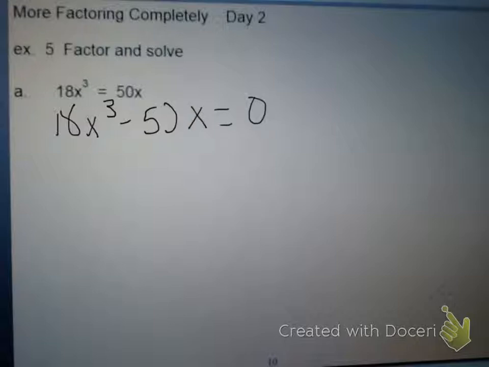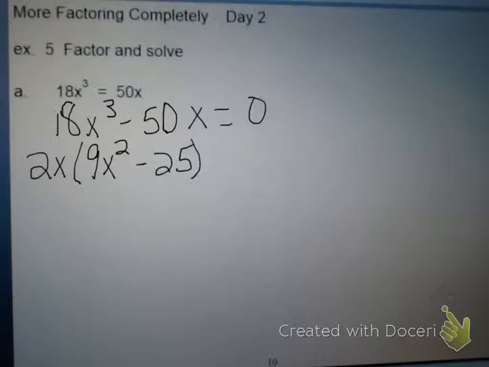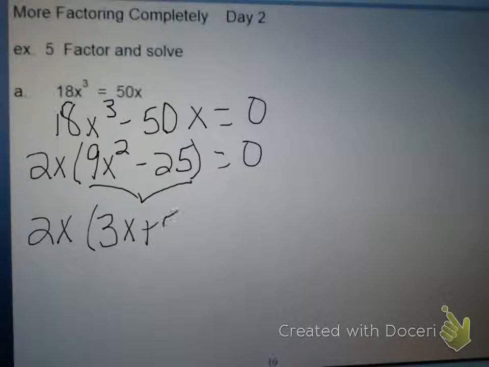Now, by looking at your flow chart, the first thing we do is look to factor out a GCF. There's a common factor of 2x. 2 goes in 18 9 times, x goes in x cubed x squared, minus 25. Now, 9x squared minus 25, that is a difference of two perfect squares. Bring down the 2x, and 9x squared minus 25 factors into 3x plus 5 times 3x minus 5.